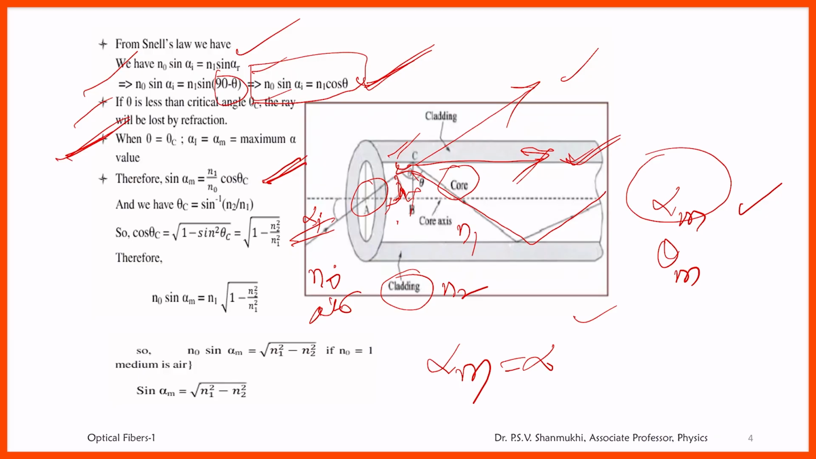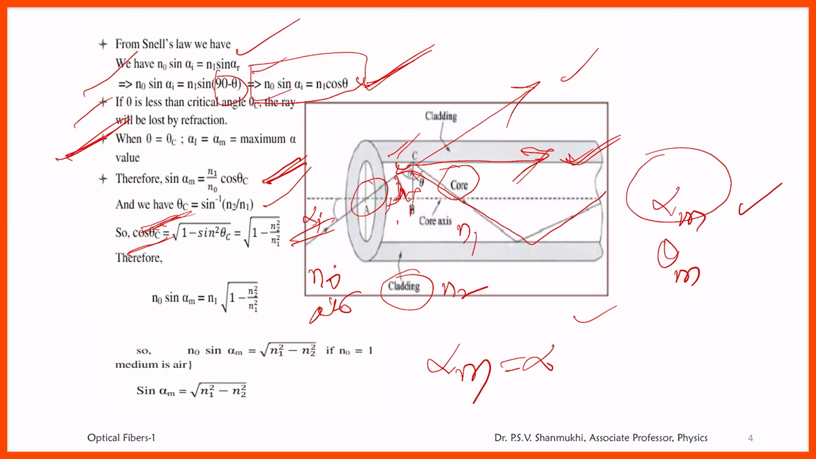So what is this theta c? Again, you apply Snell's law at the point C. If theta is equal to theta c, apply Snell's law. What do you get? N1 sin theta c is equal to N2 sin theta, where theta means 90 degrees. So theta c is equal to sin inverse of N2 by N1. This is theta c, or sin theta c.